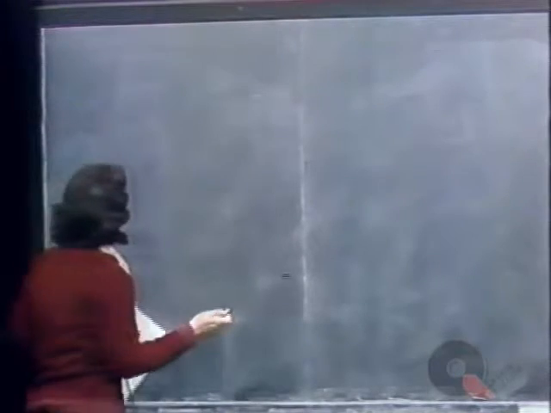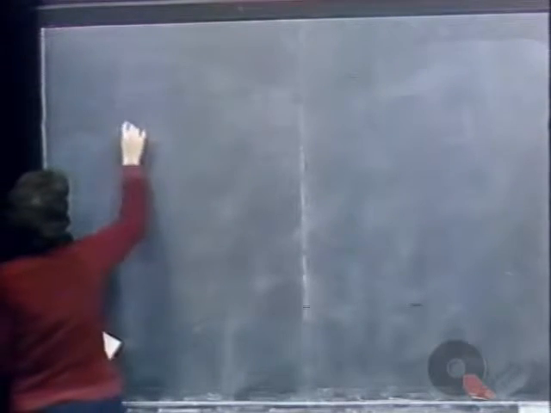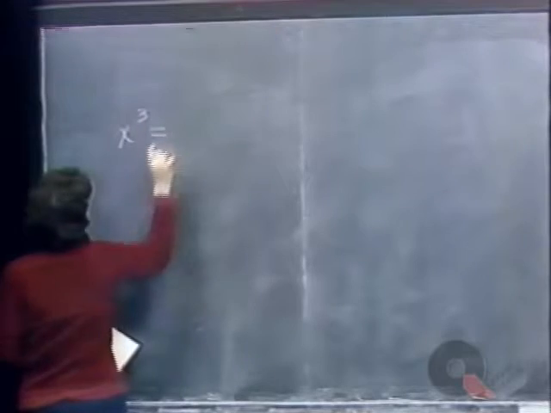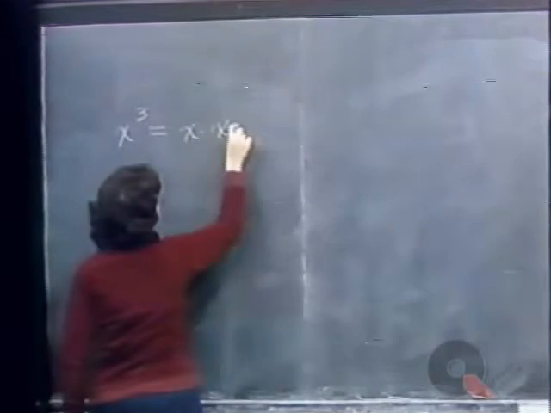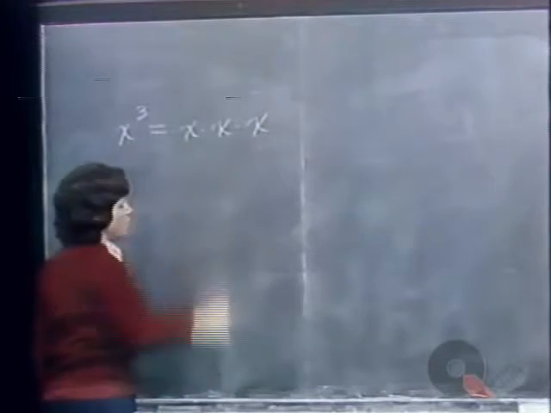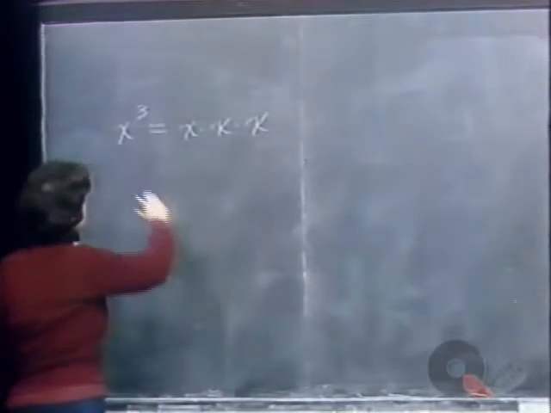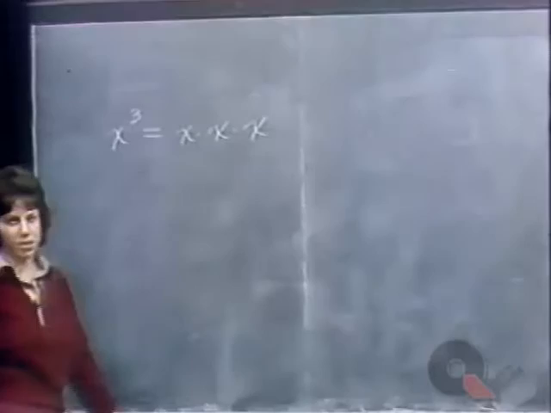So far, we have handled natural number exponents. For example, something like x cubed. We define that to mean x taken as a factor 3 times, x times itself 3 times. In this way, we defined natural number exponents.